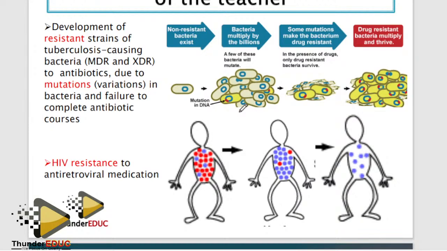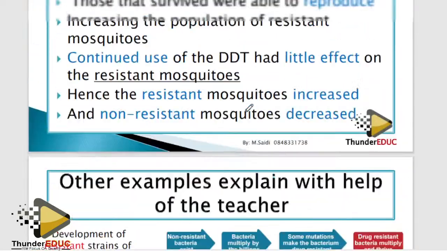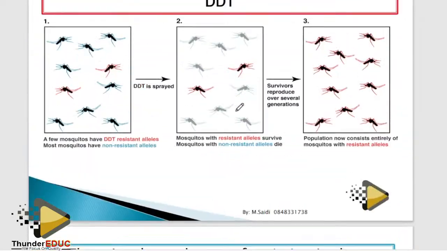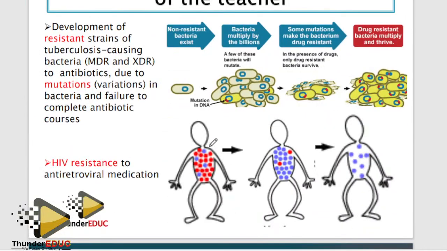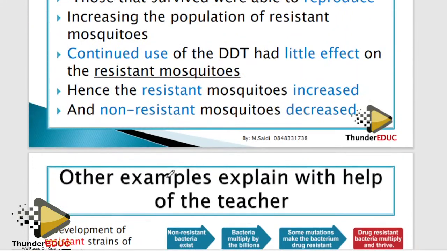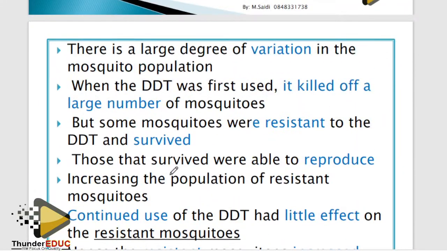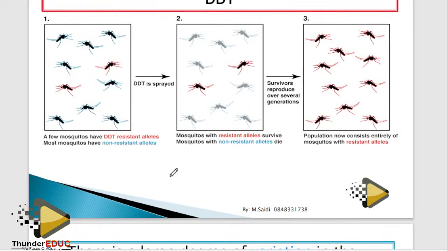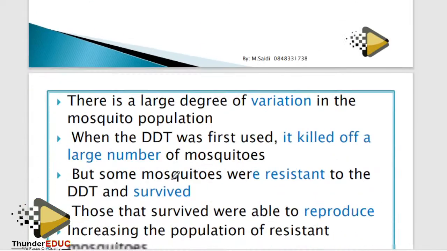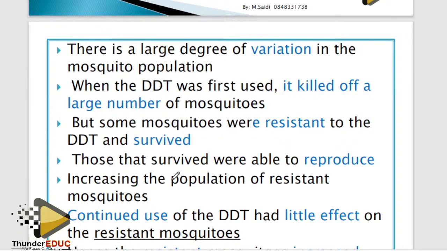Guys, present-day evolution can be brought into the theories: the use of DDT, that's the mosquito, the use of antibiotics on bacteria, or the use of antiretrovirals, ARVs. All of them work the same way. It's the same natural selection. So when you talk about evolution in present time, it's talking about resistance.